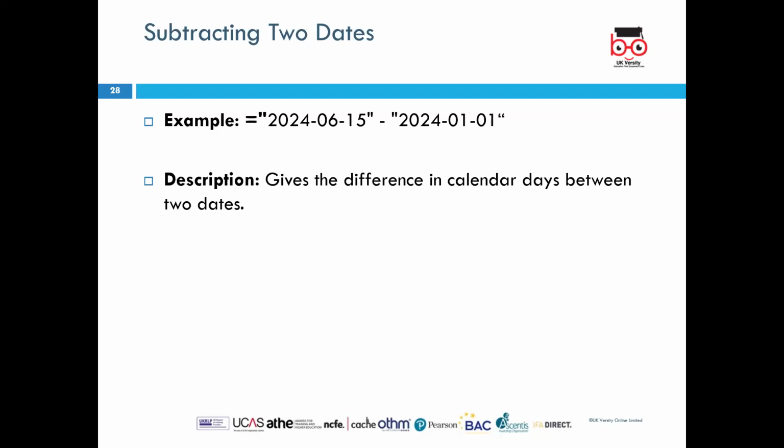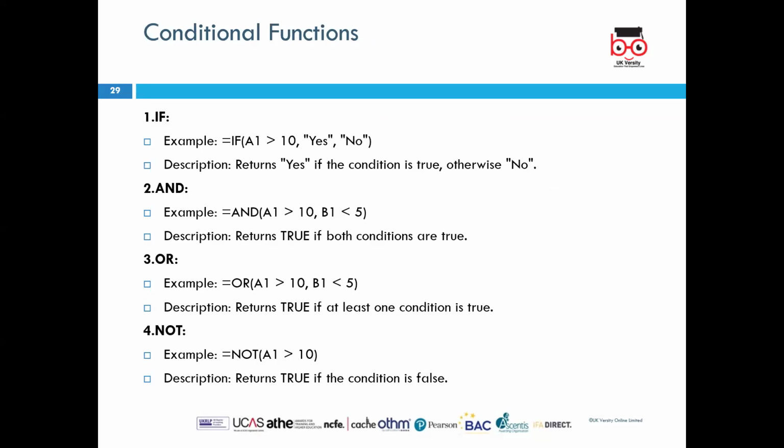Conditional functions: with IF, we're going to return a Boolean result, checking if the condition is true or false. AND is going to return true if both conditions are true. OR is going to return true if at least one of the conditions is met. NOT is going to return true if the condition is not met.